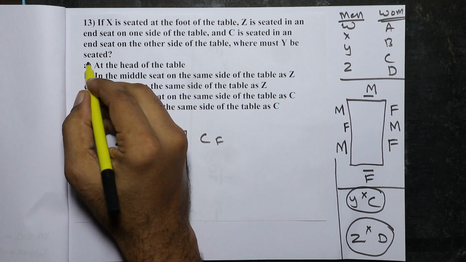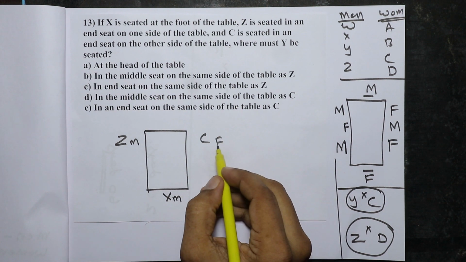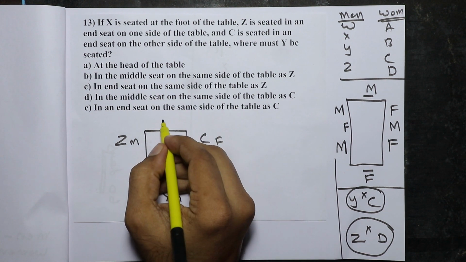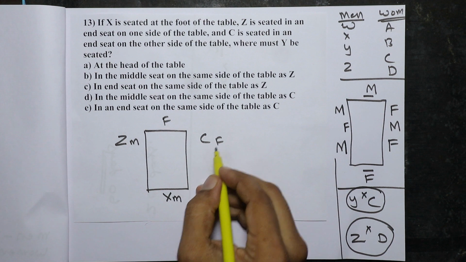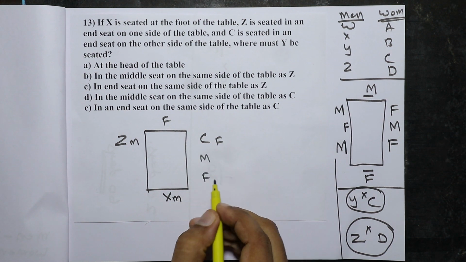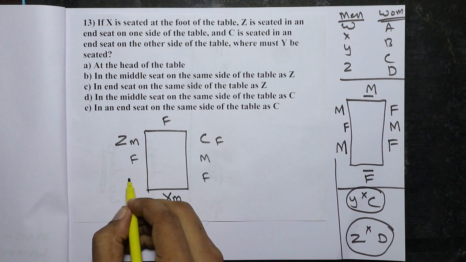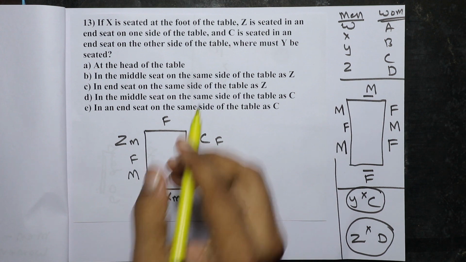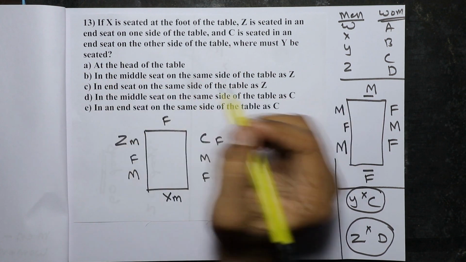Where must Y be seated? So you have a male here, so this has to be female. Female, male and female. Male, female and male. Now we need to find out the position of Y.